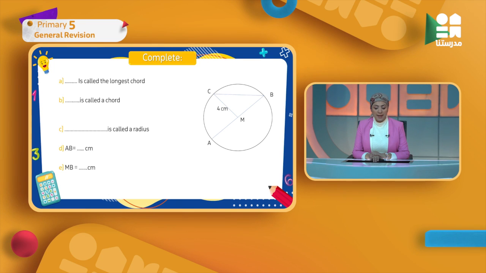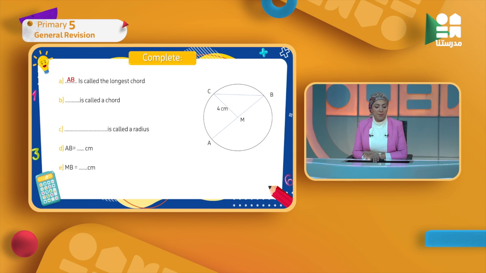Okay, I have here a circle. Its name is M or circle M, where I have some data on the circle and I need to use these data to fill in the empty spaces. The first question, here he wants the name of the longest chord. Remember, what is the longest chord in a circle? Yes, it's diameter. So here AB is my diameter because it is a chord that passes through the center of the circle. So it is the longest chord, then the answer will be AB line segment.